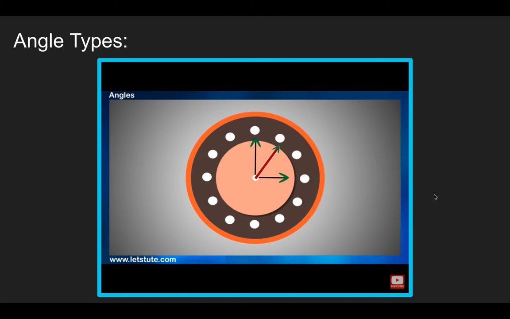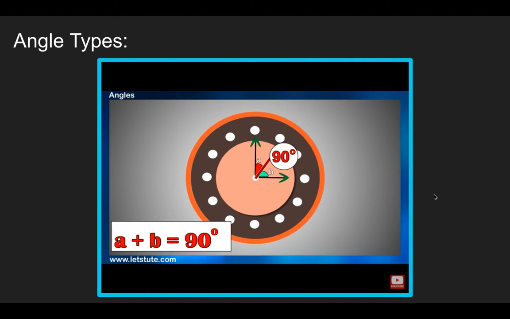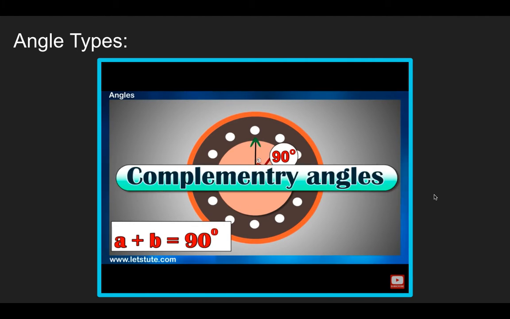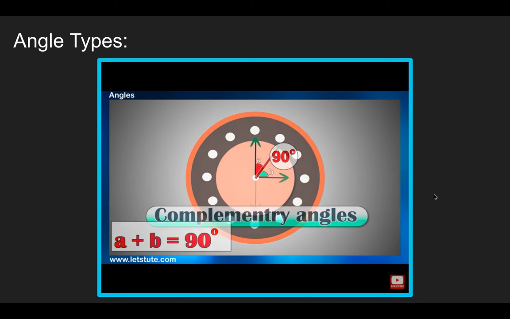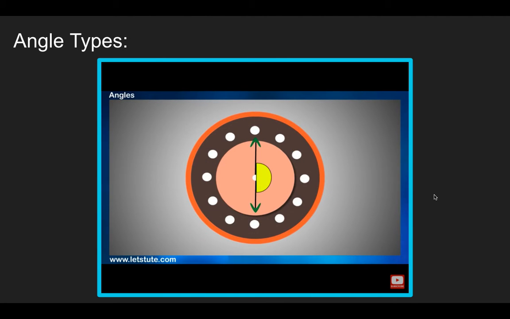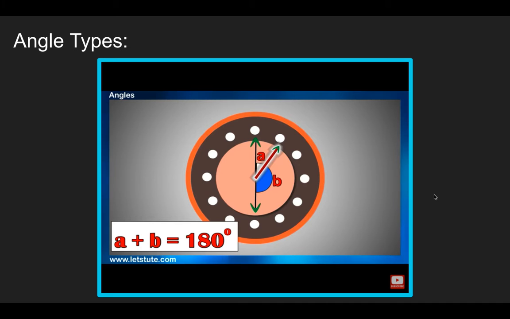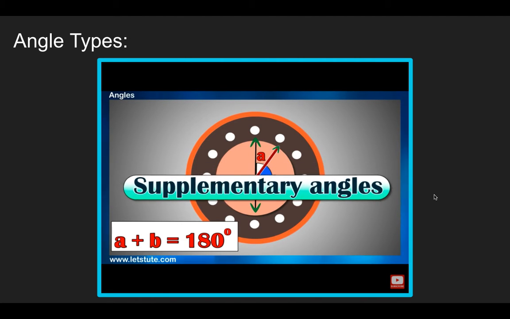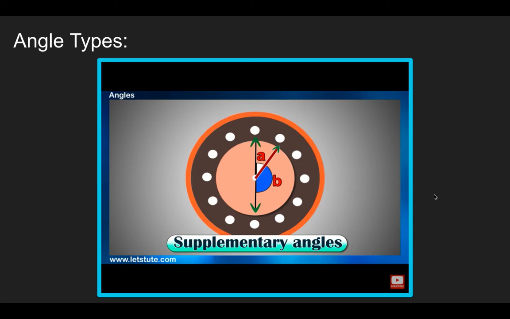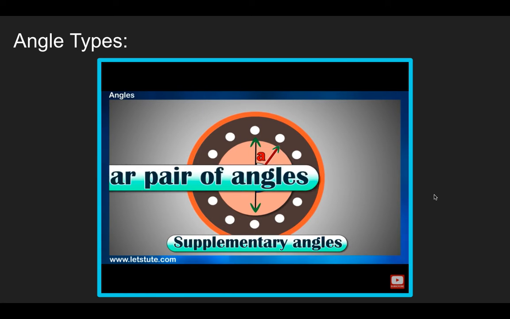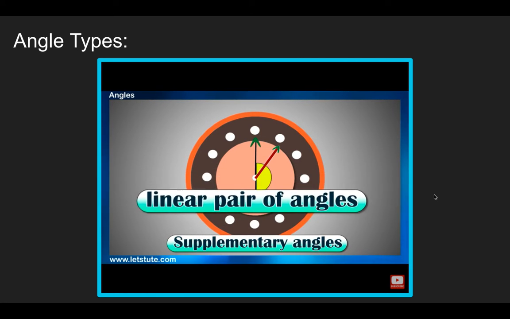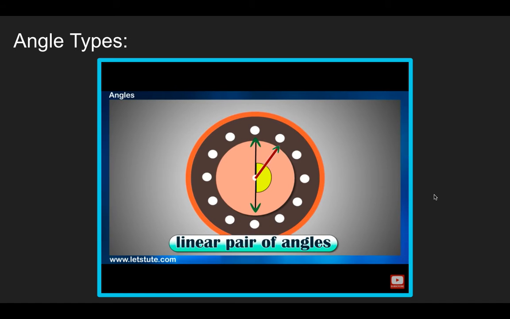Now we know when an angle is cut by another ray, we have adjacent angles, right? Now, when the addition of these adjacent angles is 90 degrees, these angles are called complementary angles. And when a straight line angle is cut by another ray, these angles are called supplementary angles. Well, supplementary angles are also called a linear pair of angles. Linear because they lie on a straight line, and there are 2 angles, hence a pair.